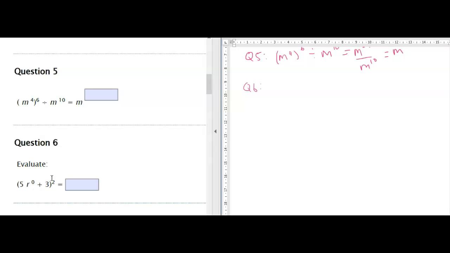Evaluate. Now, some people mix up the r to the power of 0. R to the power of 0, or anything to the power of 0, is just 1. So I'm going to write the question first. So we basically have in here 5 times 1, because remember r to the power of 0 is just 1, plus 3, all squared. 5 times 1 is 5, plus 3 is 8, so 8 squared, which gives you 64. All right, let's move on to question 7.